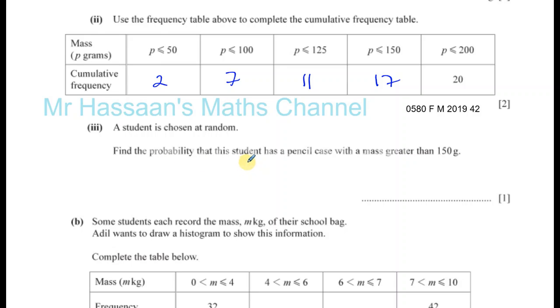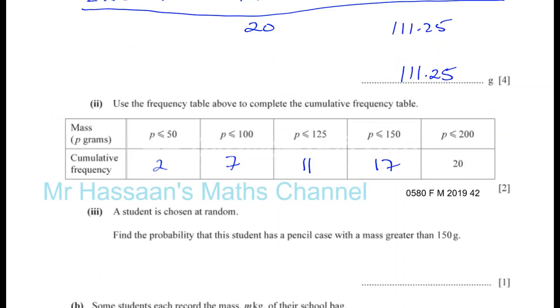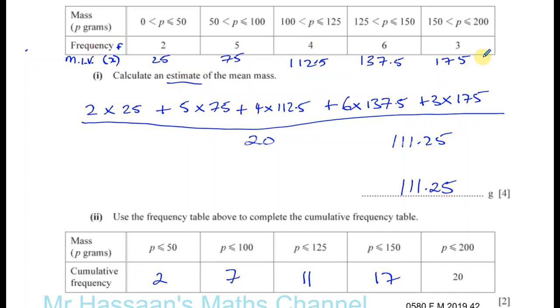All right. So then it says a student is chosen at random. Find the probability that this student has a pencil case with a mass greater than 150 grams. Greater than 150 grams is basically the last 3 here, right? The last 3. So there's 3 out of 20 altogether.